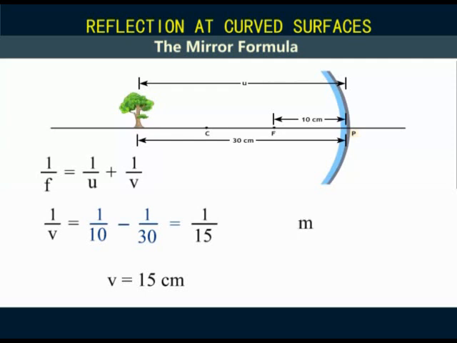What will be the magnification? It will be image distance v over the object distance u. That is 15 over 30, which is 1/2 or half. So the image is twice as small as the object, or in other words, it is half as big as the object.